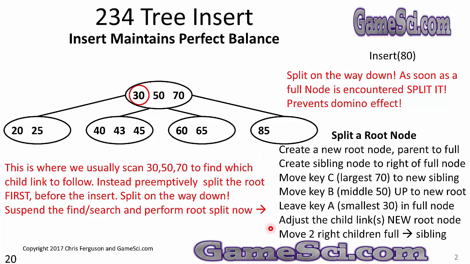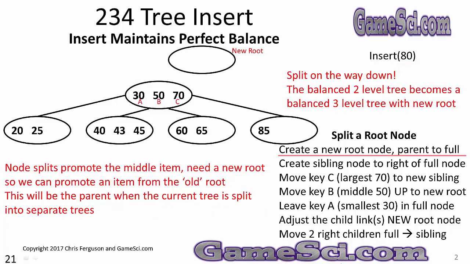Here is the root split procedure. Let's do this first before we try to insert 80. Split on the way down. The balanced 2-level search tree needs to become a balanced 3-level tree with a new root. I'm going to create a new root node, parent to the old full node. Here's the old full node. This will be the new root, the parent to that node.